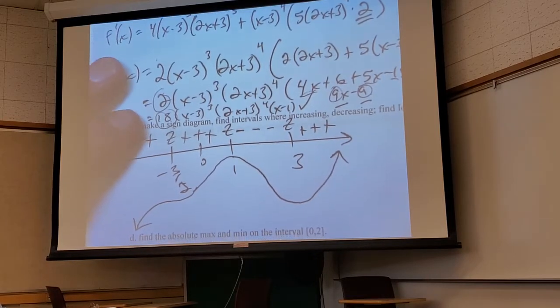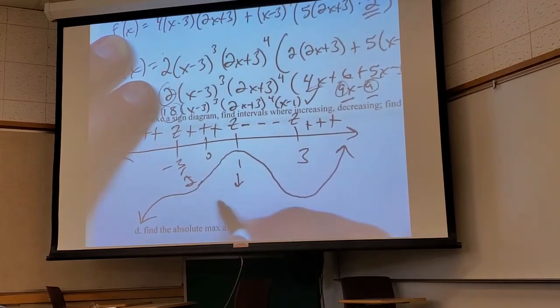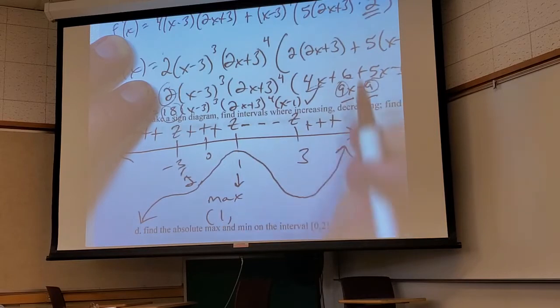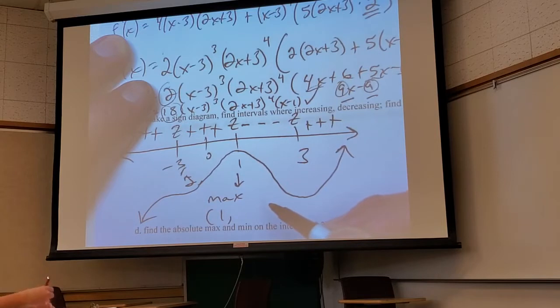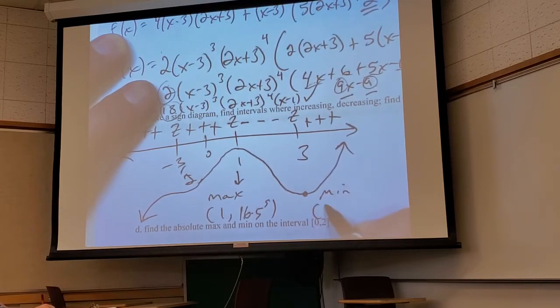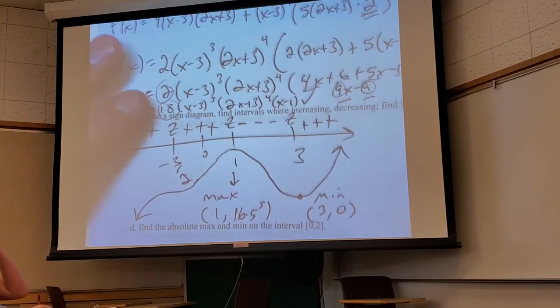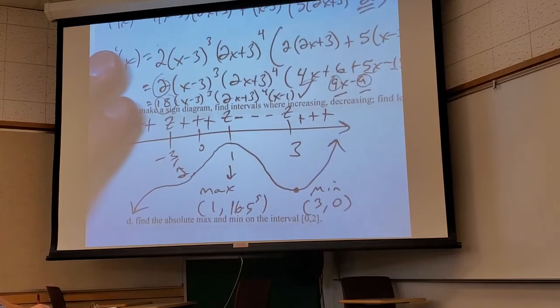So how many local maxes are there? 1. So the local max at 1 comma 16 times 5 to the 5th. Something crazy huge. I don't know. No idea what that is. 16 times 5 to the 5th. So you just plug it into the calculator. And what's the local min? This is nice. 3, 0. Yay. 3, 0, yay.